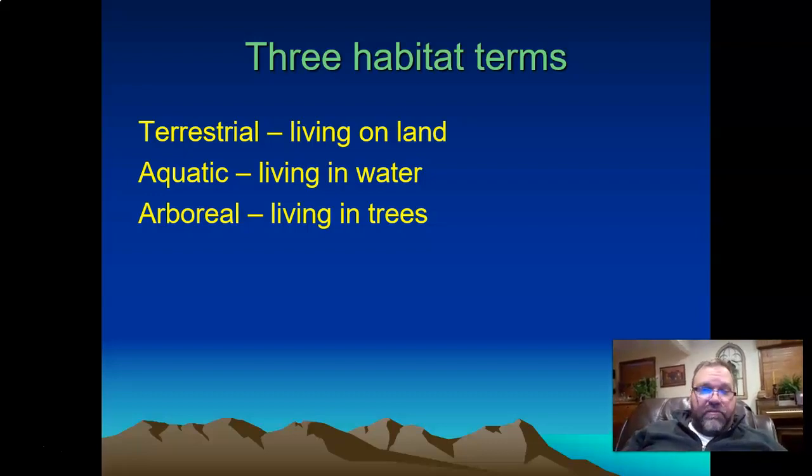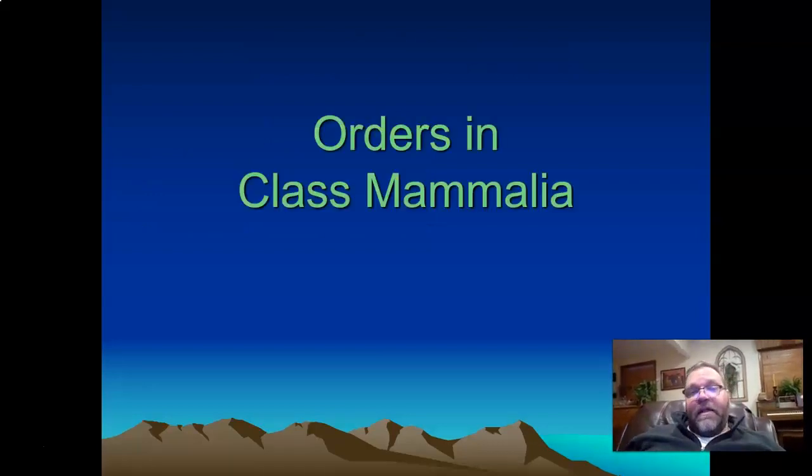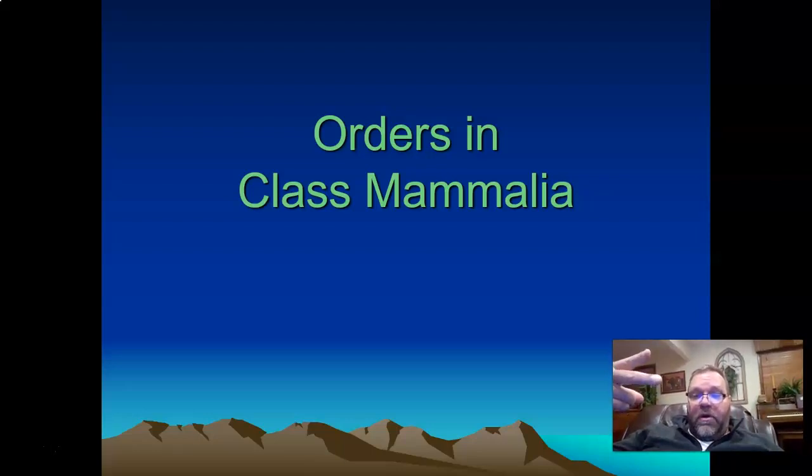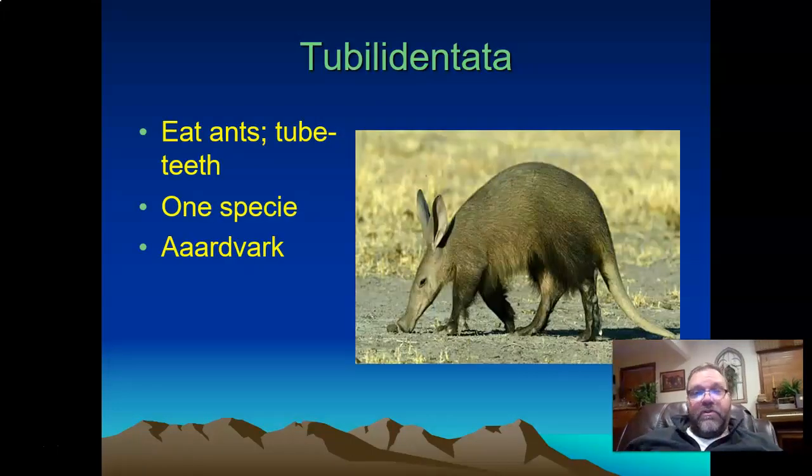Arbor means trees. All right, let's talk about these different orders now. Remember, kingdom, phylum, class, order. We're in the kingdom animal, in the phylum chordata, or vertebrate, and in class mammal. And now after that, we have orders. So let's look at these 18 different orders of mammals. The tubulidentata eat ants, tube-toothed. There's only one species, the aardvark.